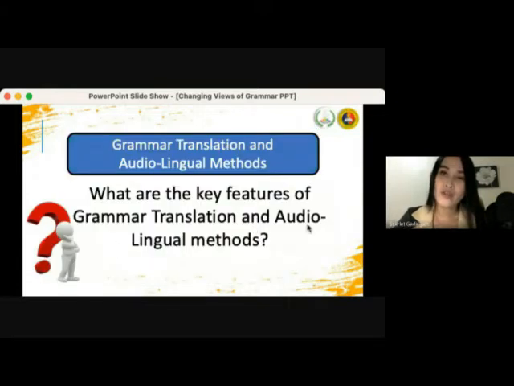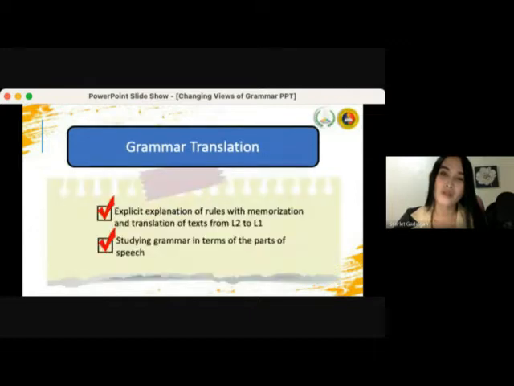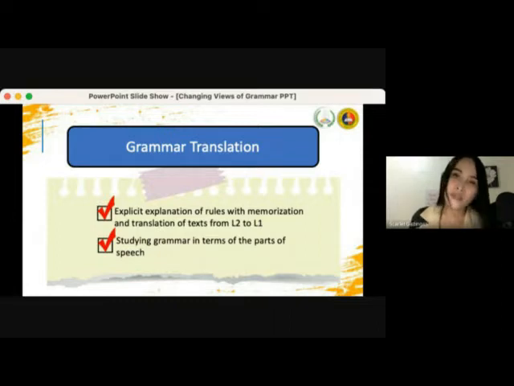Okay, so what are the key features of grammar translation methods and audiolingual method? So you know that grammar translation has something to do with the clear explanation of rules with memorization and translation of text from L2 to L1 or L1 to L2. And you know that there's this focus on the different word categories or word class. You have the nouns, pronouns, and then they're translated to L2 or from L1 to L2, L2 to L1.